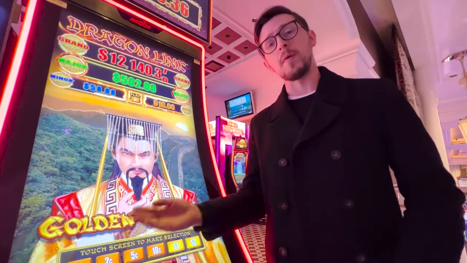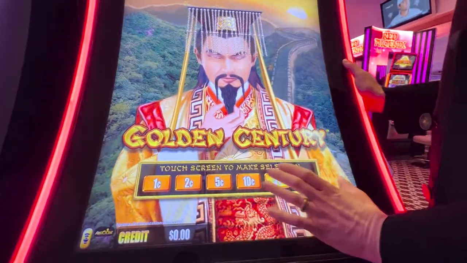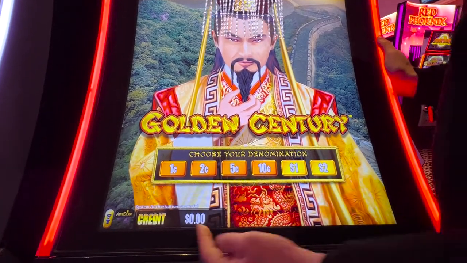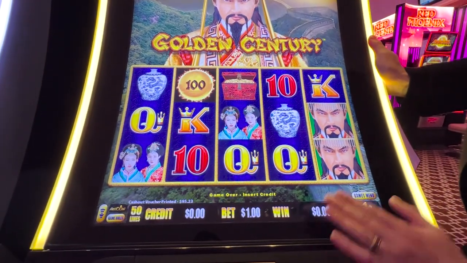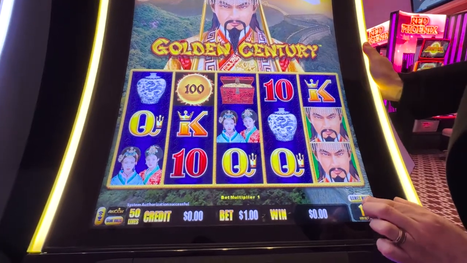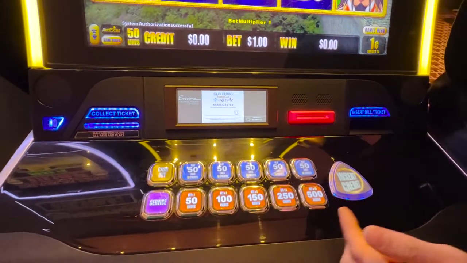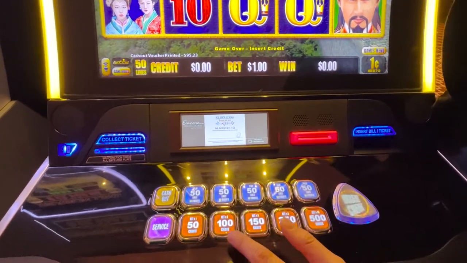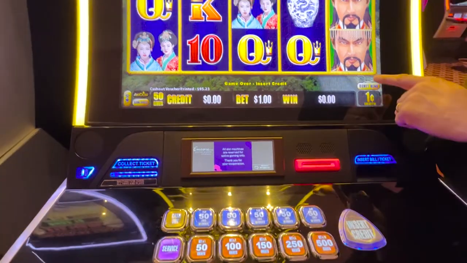Here's an example of a multi-denomination machine and what it means. Here it says, choose your denomination, touch to make a selection. When you hear the term penny slot, it refers to the penny denomination, or a machine where penny is the only option. Now, when you're in the penny denomination, your bets are called credits. So you would take your denomination and multiply it by the amount that each says here to determine the bet. We'll get more into credits in a moment.